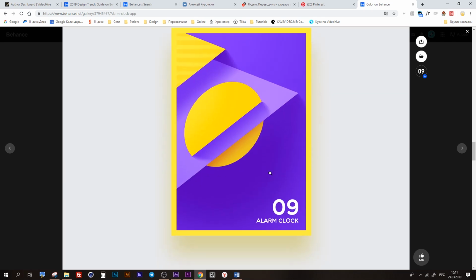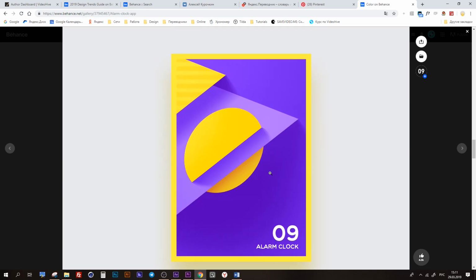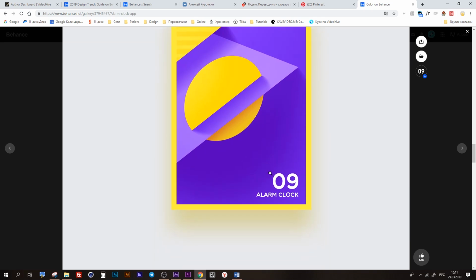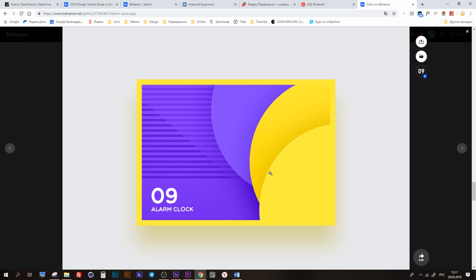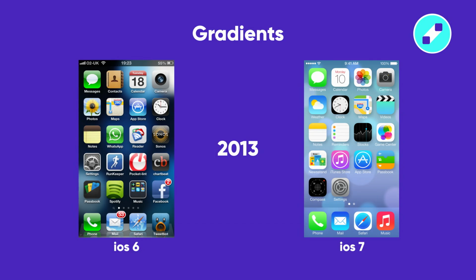Okay, I also want to tell you about gradients. I love them. It is a very old thing, but recently became super popular. I think the reason for this is Apple. On the 10th of June 2013, an update of Apple operating systems was released. Old 3D style icons were changed for flat bright gradients.